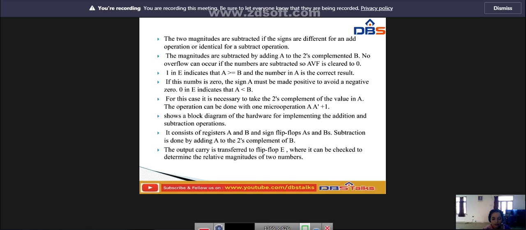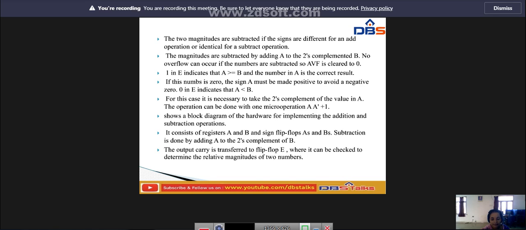In other parts of the flow chart, the sign of the result is the same as the sign of A, so no change in A is required. However, when A is less than B, the sign of the result is the complement of the original sign of A. So it is necessary to complement A to obtain the correct sign. The final result is found in register A and its sign in AS. The value of AVF provides an overflow indication. The final value of E is immaterial.